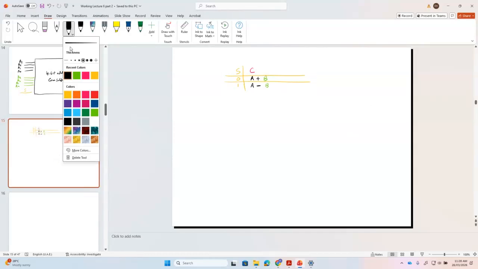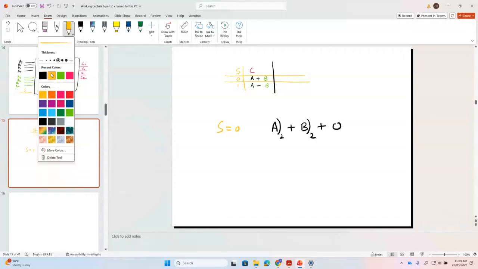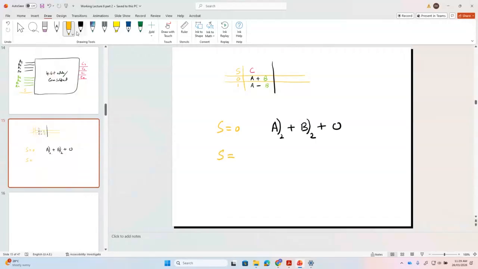Can I say something like this? Let's assume if S is equal to 0, we need to compute A plus B plus 0. Can I write like this? Yes, we can. Now let's assume it is A minus B, so this is actually A plus the binary complement of B, plus 1. Now if S is equal to 1, how can we write this? Anyone?